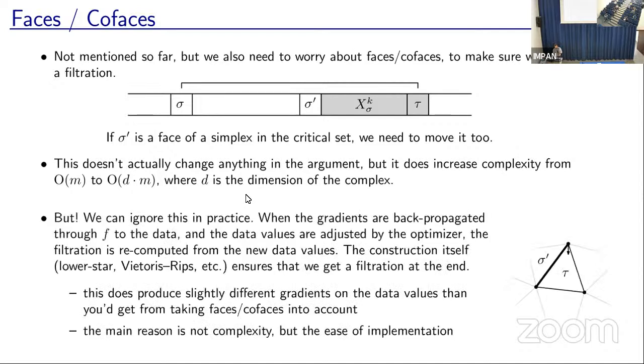But in fact, this is not even necessary. In practice, you can ignore this, because what you're actually doing is saying that the critical set's values will have to move from D to D prime, but then you backpropagate this through whatever your function is, back to your data. Then you update your data and reconstruct the function. You create a new filtration, and that will enforce that the faces come before the co-faces, and you have everything nice and clean. So the savings are not so much computational as it's much easier to implement; you don't have to worry about it. That's a useful thing.